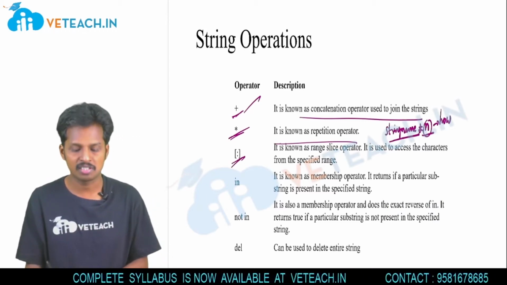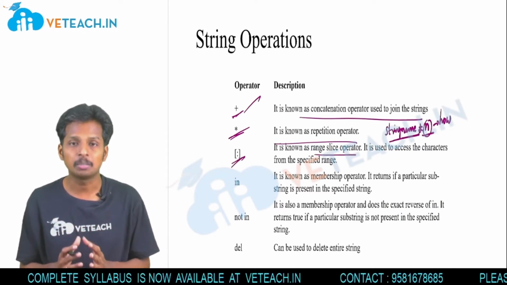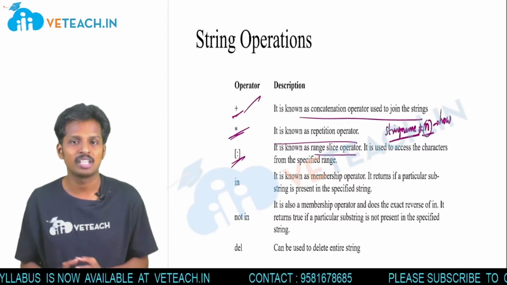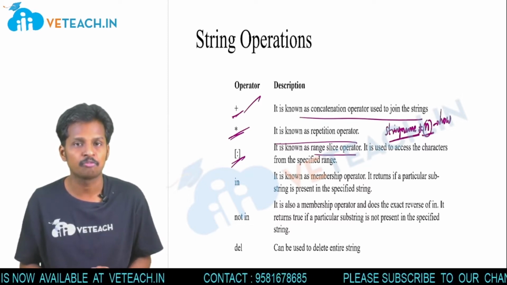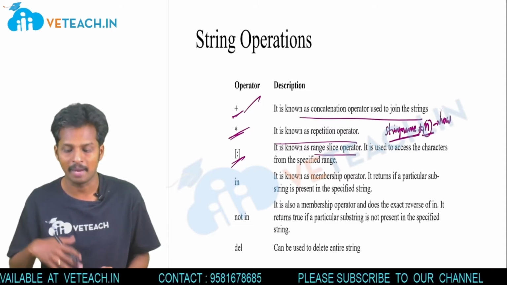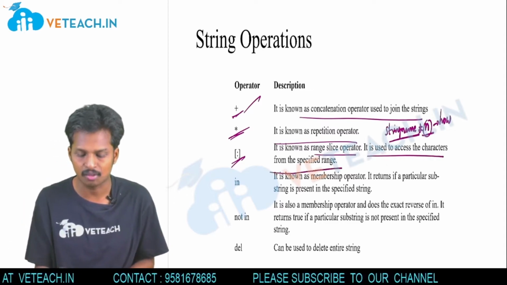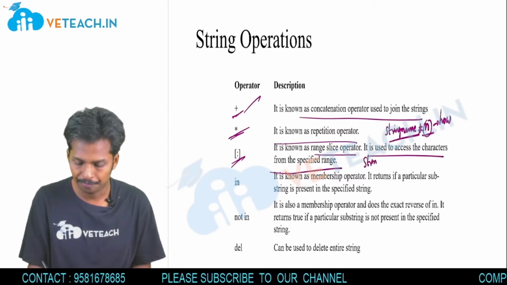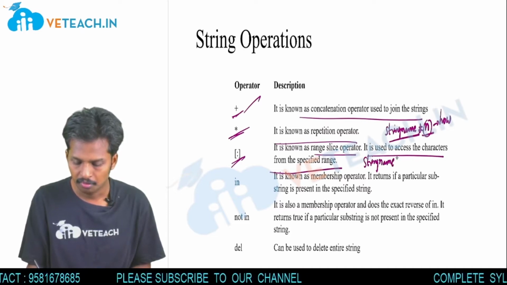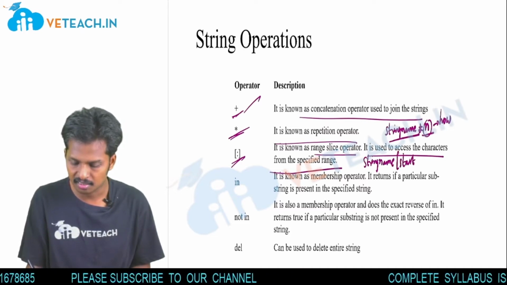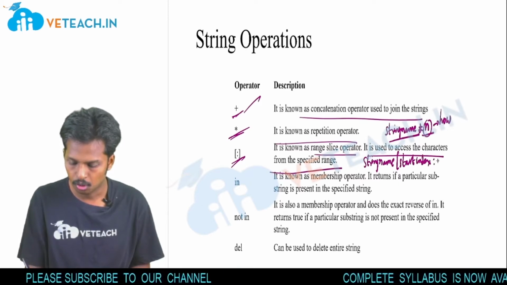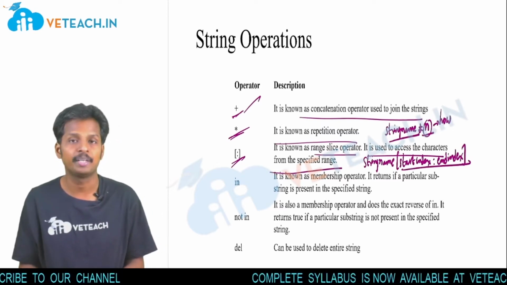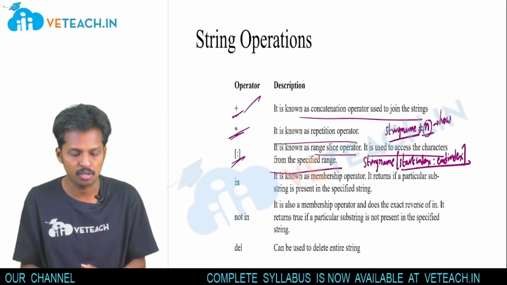Next, slicing. It is also called the slice operator, which is used to extract multiple characters from the string. It takes two arguments: the start index and the end index. It picks the characters from the start index to end index minus 1. The syntax is string name, within square brackets, start index colon end index. This is known as string slicing.